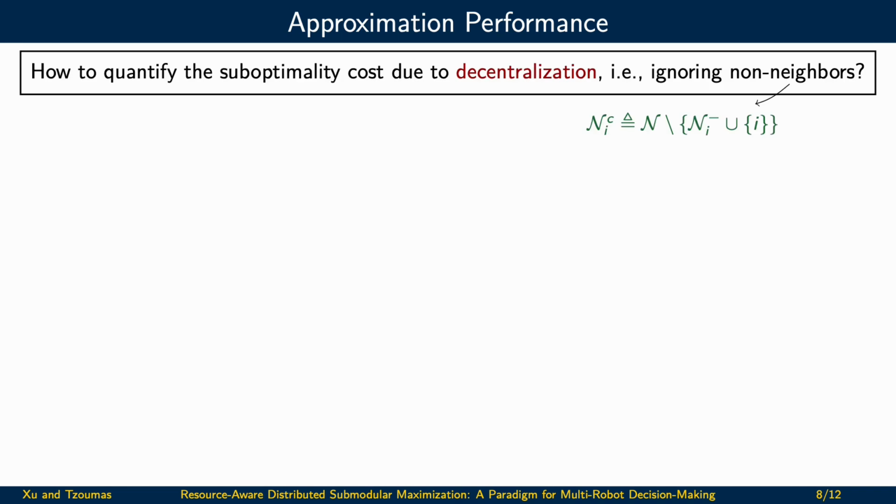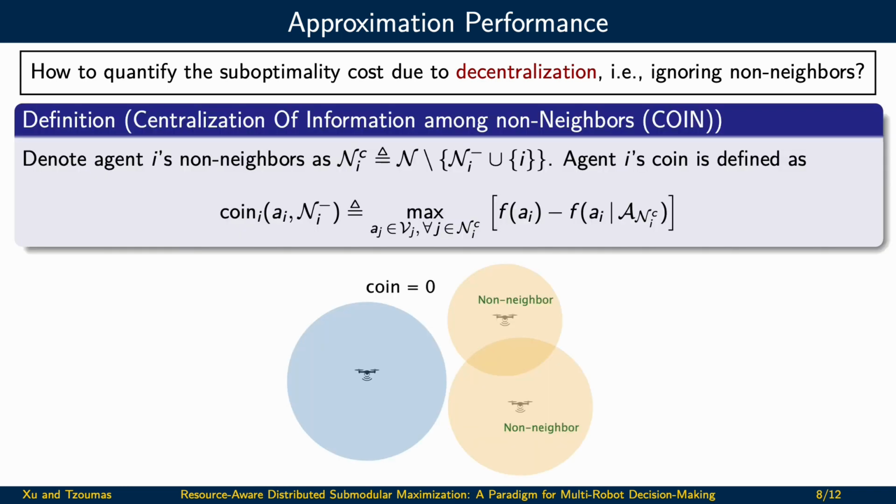Now, let's focus on the approximation performance. The key question here is how to quantify the suboptimality cost due to decentralization, or due to ignoring the non-neighbors. By non-neighbors, we mean all the other agents that are not neighbors. To this end, we propose a novel notion, centralization of information among non-neighbors, or coin, to quantify the suboptimality cost due to decentralization.